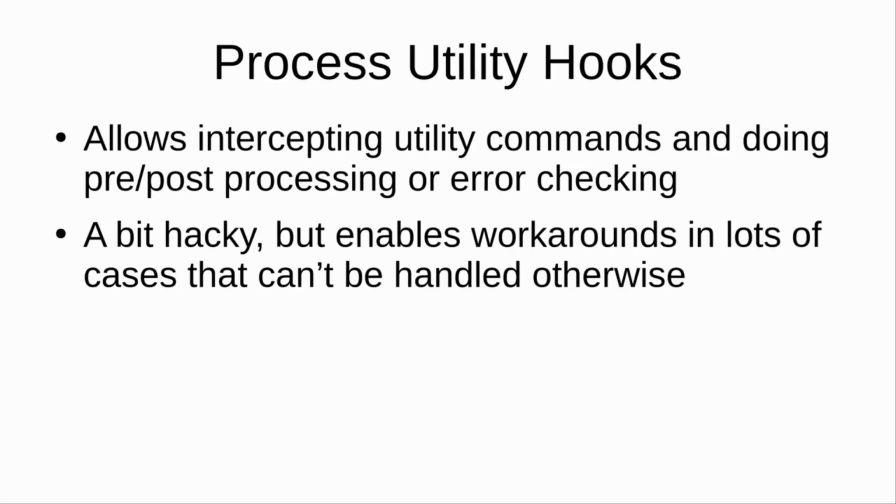Process utility hooks. These allow intercepting arbitrary utility commands and doing pre- or post-processing or error checking. They can even modify the utility commands that are passed in. It's a bit hacky, but enables some nice workarounds in lots of cases that can't be handled otherwise. Sometimes just error checking is useful. We use it in Columnar for error checking, for instance, unsupported operations, unsupported index types, that kind of thing, allowing the ability to create a better error message.